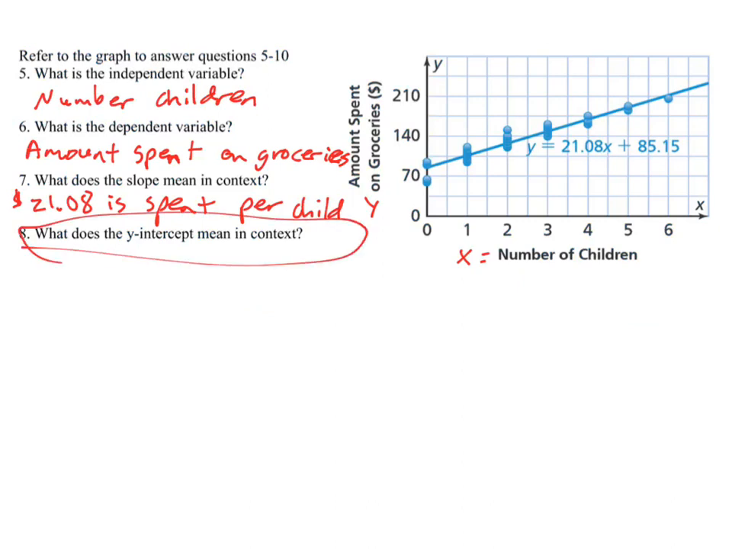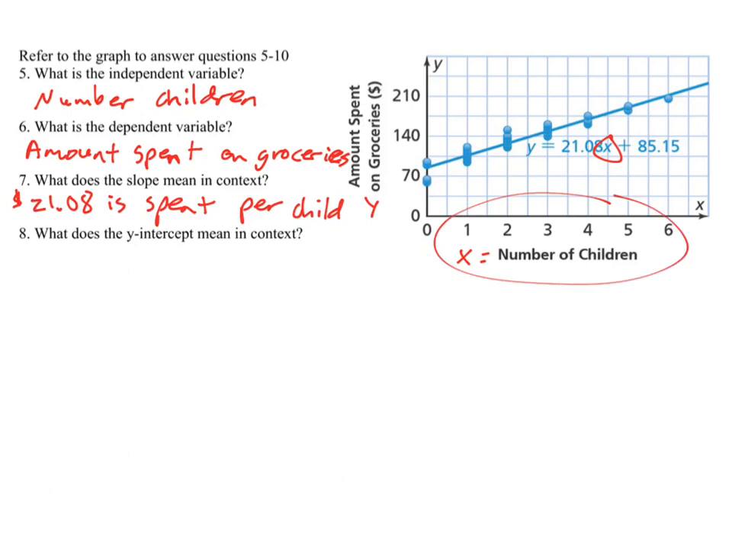And then we got our next one. What does the Y-intercept mean in this context? The Y-intercept is here, and that's 85.15. And you think, is that number of children or amount spent on groceries? It's going to be the amount spent on groceries. So these numbers in here are going to represent Y values because Y equals those things on the right. The thing that's not amount spent on groceries is the X, which is number of children.